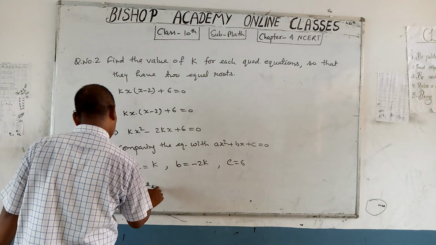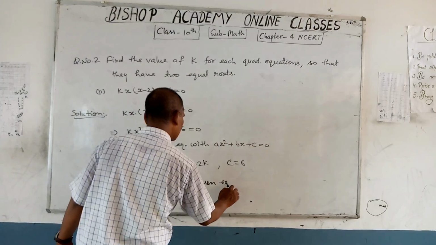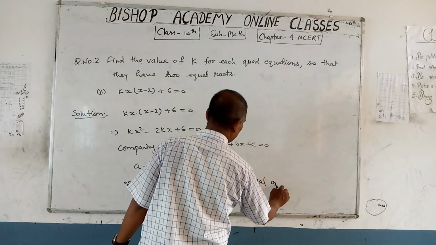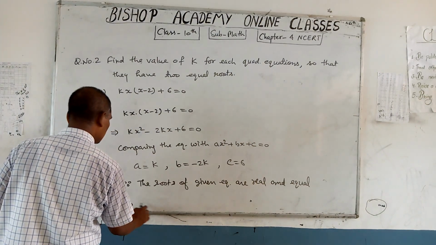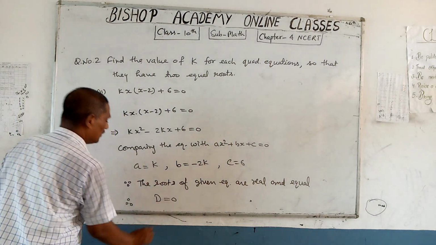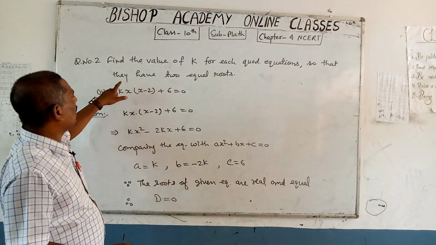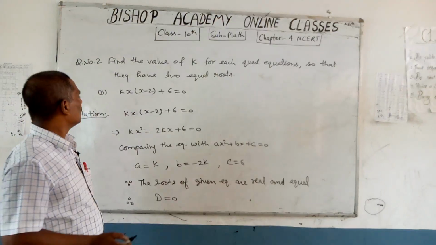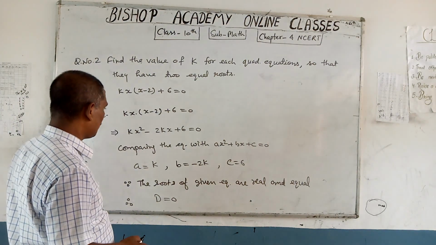Since the roots of given equation are real and equal, hence D will be equal to 0. D, the discriminant, will be equal to 0 because it is given in the question that the roots of the quadratic equation are real and equal. So according to question, D is equal to 0.